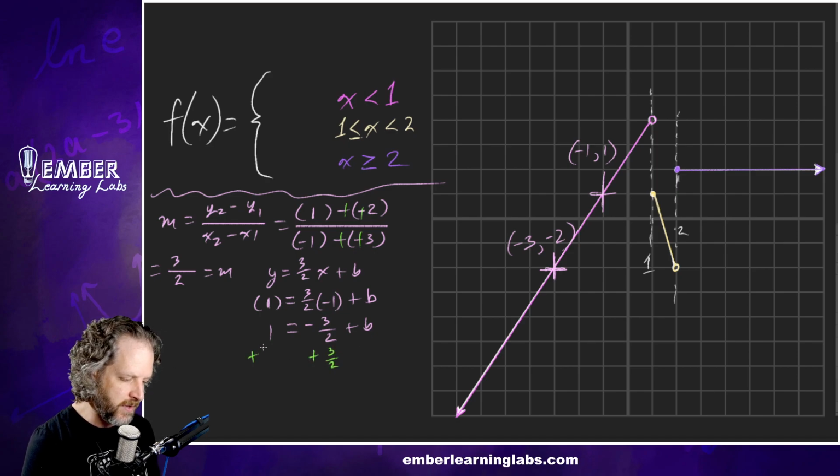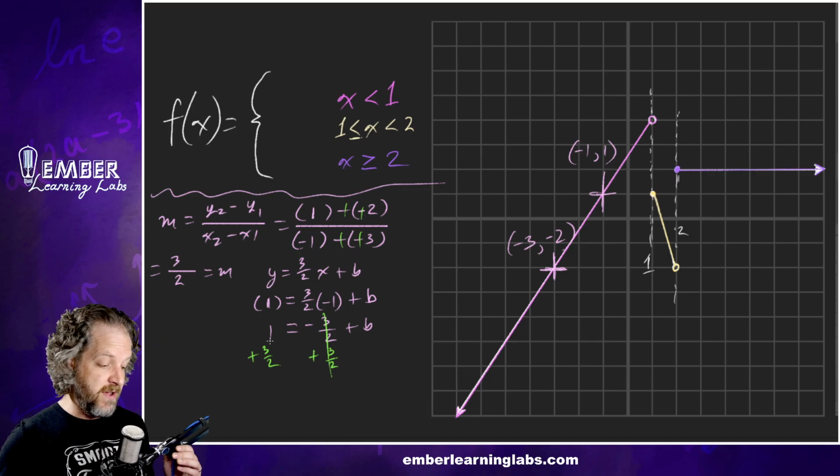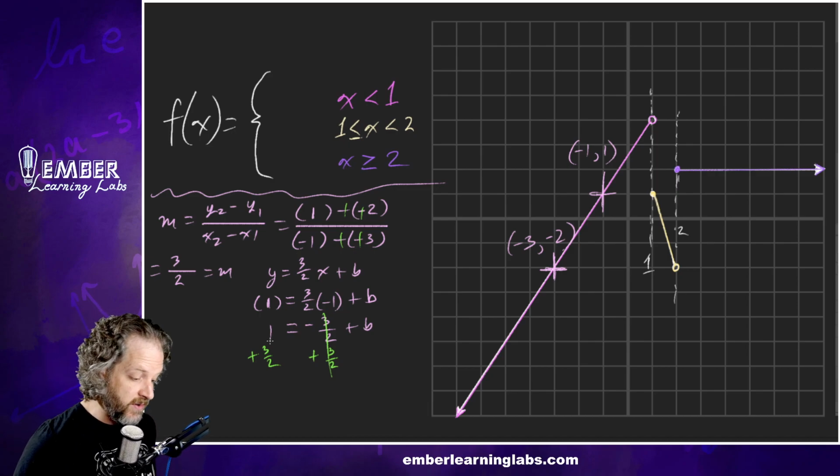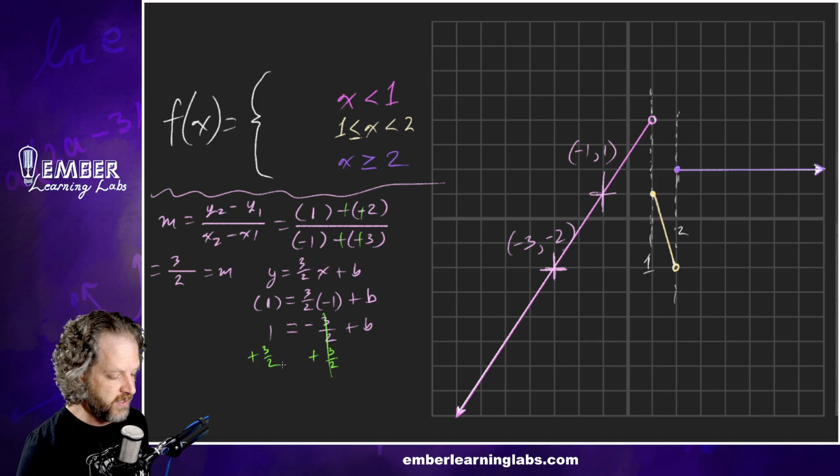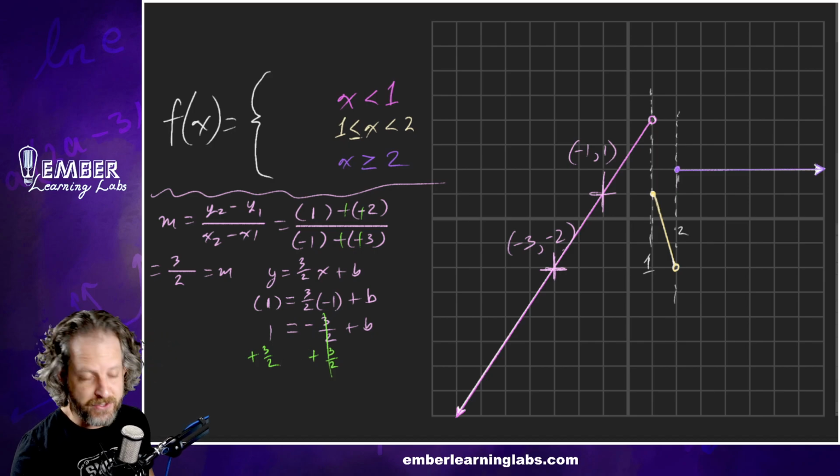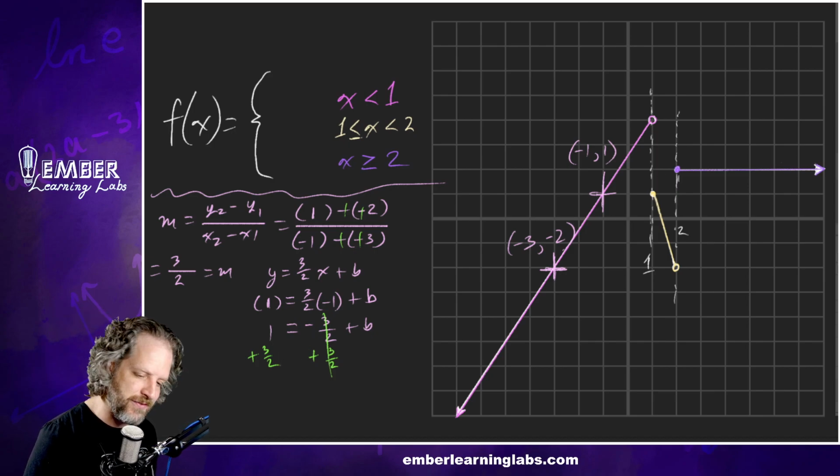Plus 3/2, plus 3/2. Those cancel. 1 plus 3/2 would be 5/2. Does that sound right to you? 2 plus 3 is 5. Yeah, 5/2. You can check it on your calculator or do the math yourself. Sounds good. All right, so b equals 5/2.